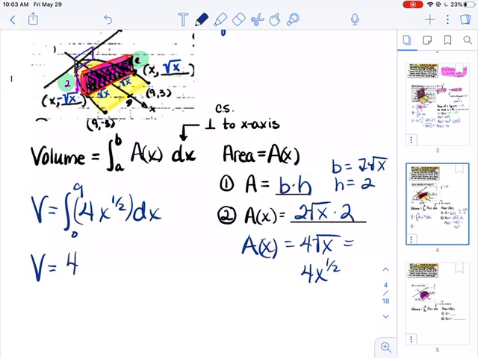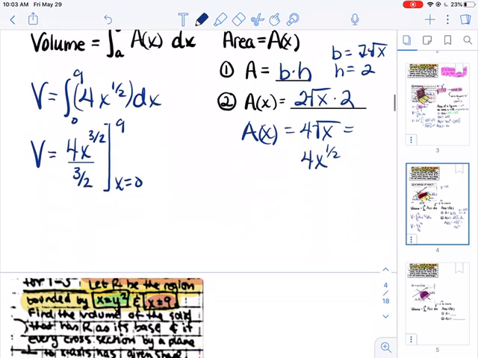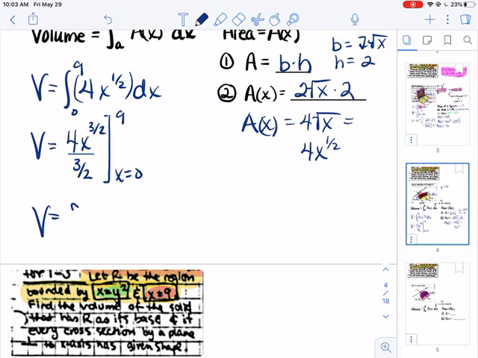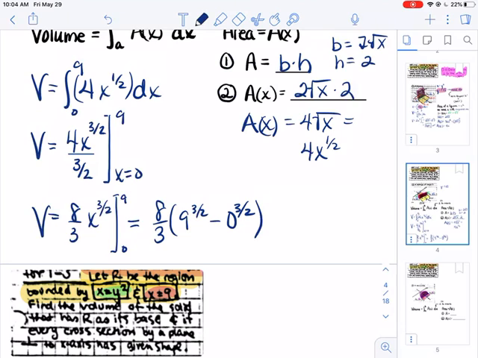So we have the volume is equal to 4x to the 3/2, adding 1 and then dividing by that same quantity, over 3/2, and then we're going to evaluate that from x is equal to 0 to 9. So we get the volume is then equal to 8/3 x to the 3/2. So then that's going to be 8/3 times 9 to the 3/2 minus 8/3. Let me take the parenthesis out of there. And so that would be minus 0 to the 3/2 then, leaving the constant 8/3 out front.